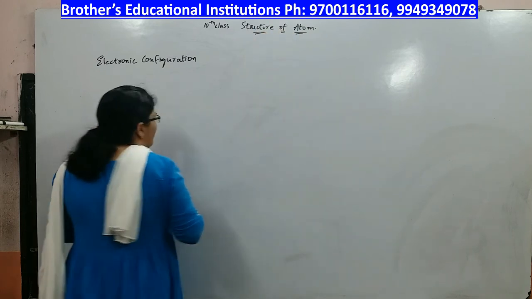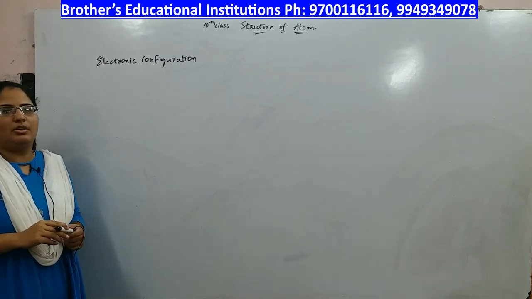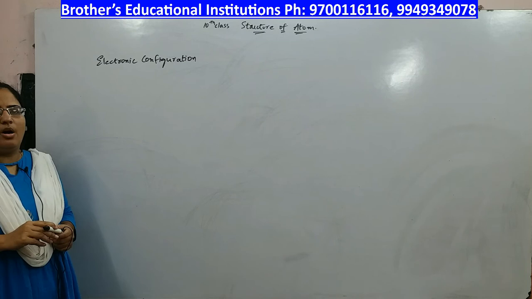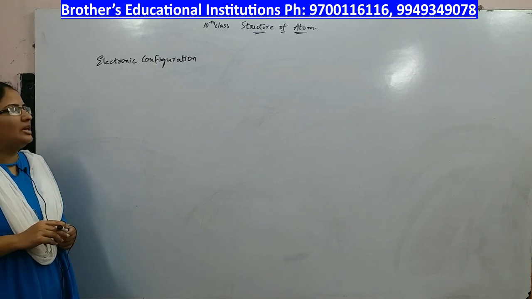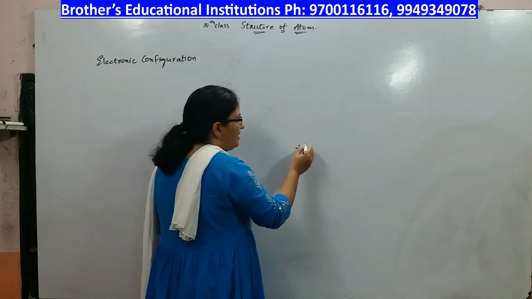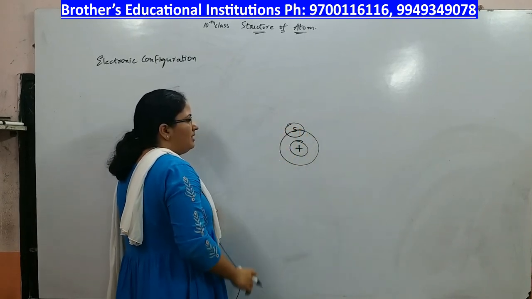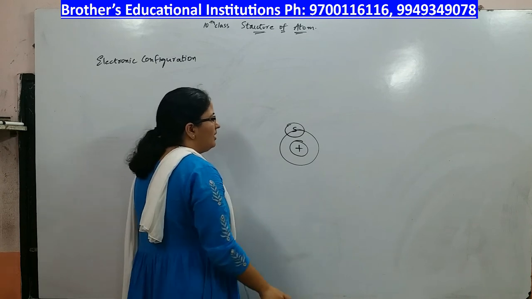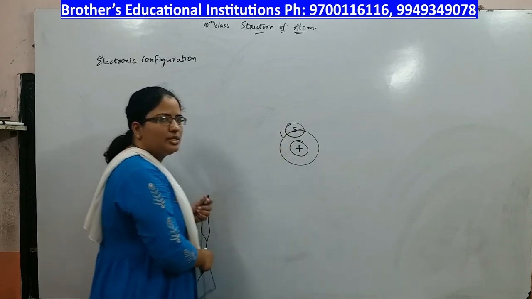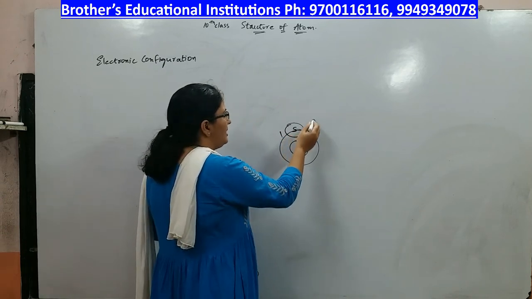The electronic configuration is nothing but the systematic arrangement of electrons in the respective orbits. Now, in yesterday's class, we discussed that the first shell has only an s orbital. This s orbital is called the 1s orbital because it is there in the first shell.